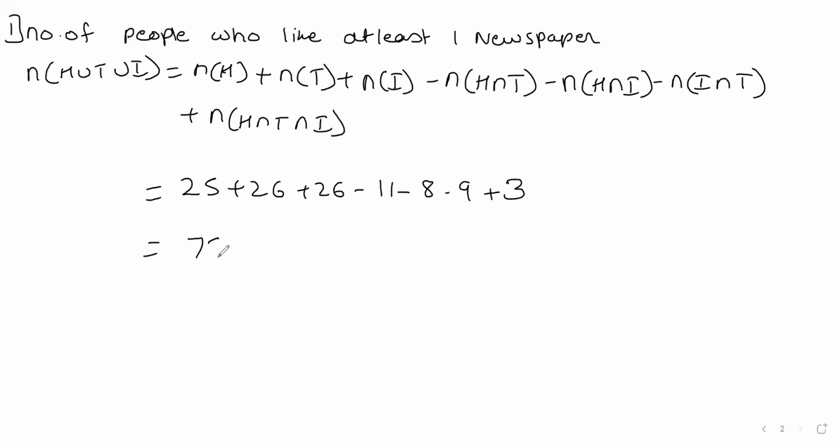So this is 77 minus 19 minus 9 will be 27. Sorry, 28 plus 3. So it is 77 minus 25. Your answer will be 52. So there are a total of 52 people who are liking at least one of the newspapers.